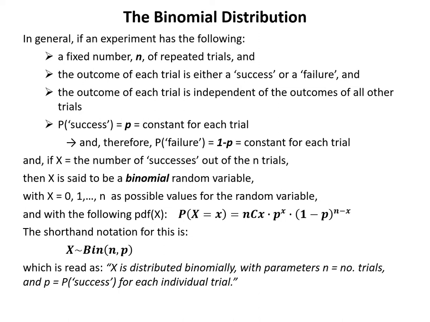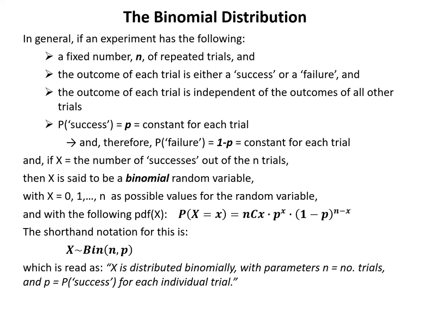In general, if an experiment has the following: a fixed number n of repeated trials, and the outcome of each trial is either "success" or "failure". We use the quotation marks here because we don't necessarily mean success or failure as in a good or bad thing, but we use the term as sort of an either-or. It's a binary situation where either one thing happens or another. So we'll generally use the terms success or failure.